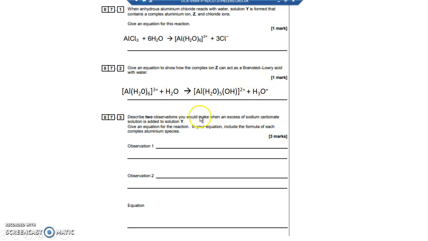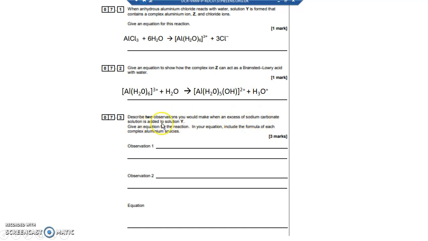The other way of looking at it, I suppose, is that aluminium is Al3+. No charges on the water, they're neutral. OH- a hydroxide, and OH is a minus, and so 3+ and 1- make 2+.